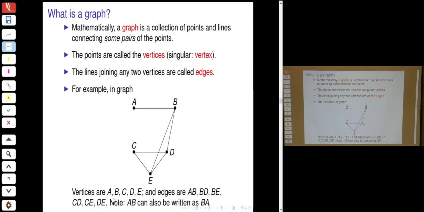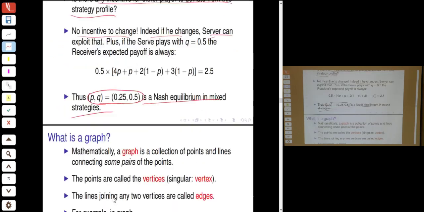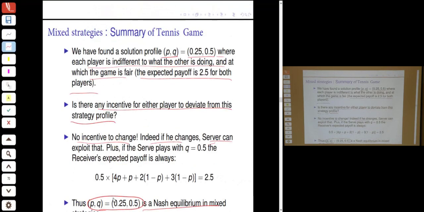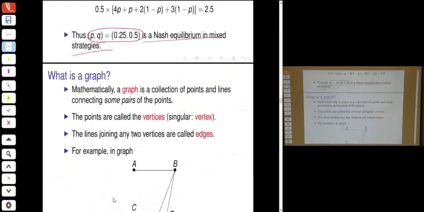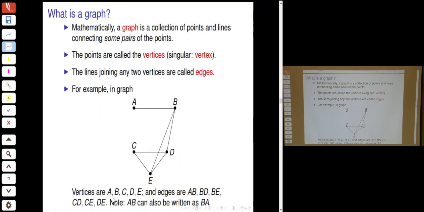So what is a graph? Mathematically, so this was all about game theory. So any questions about game theory? Okay, so after game theory, let us now move to graph theory.